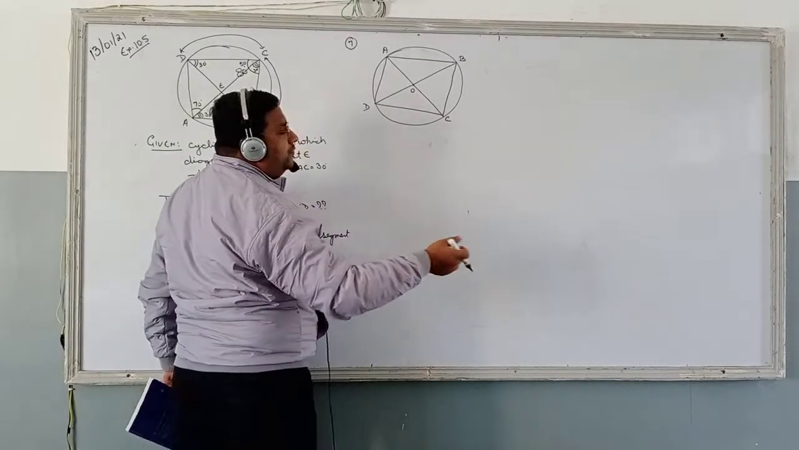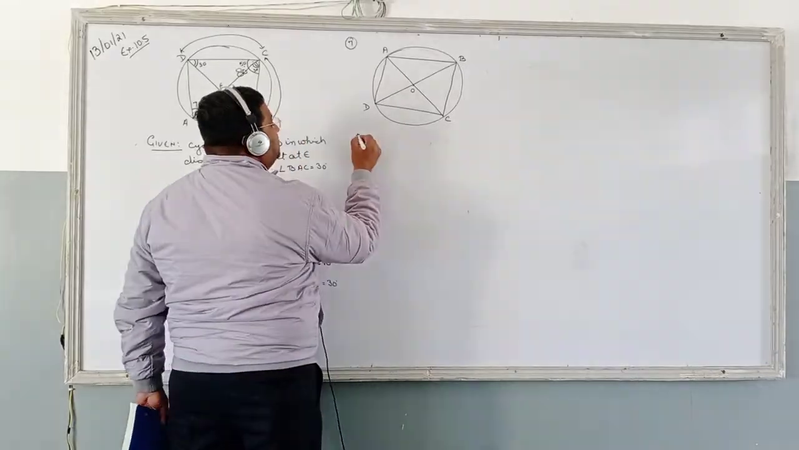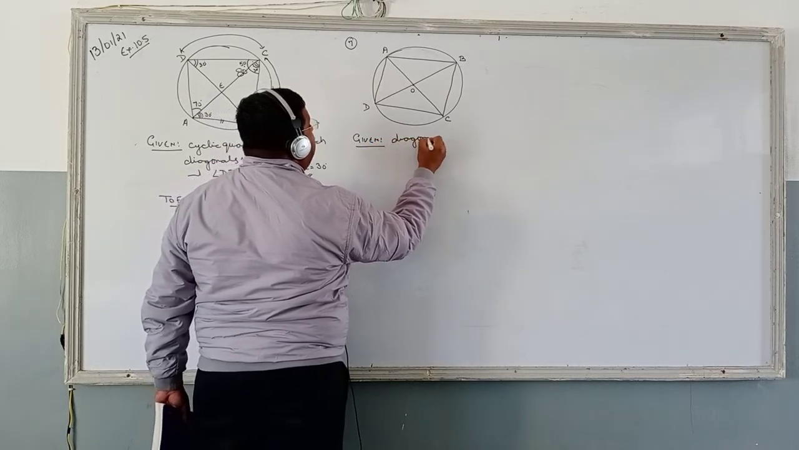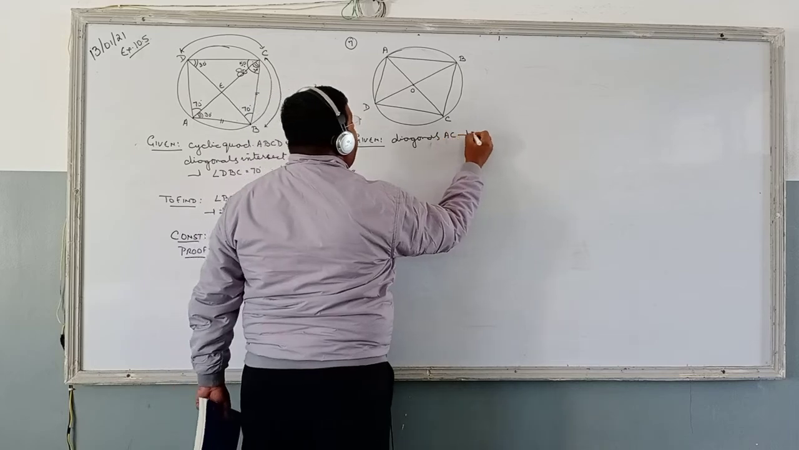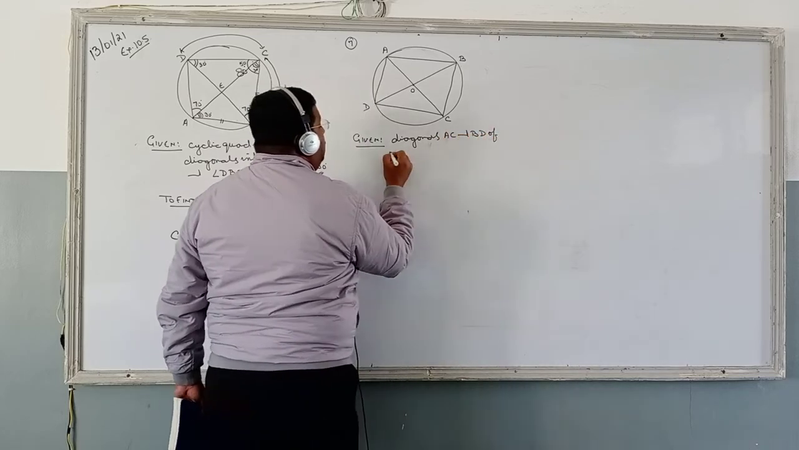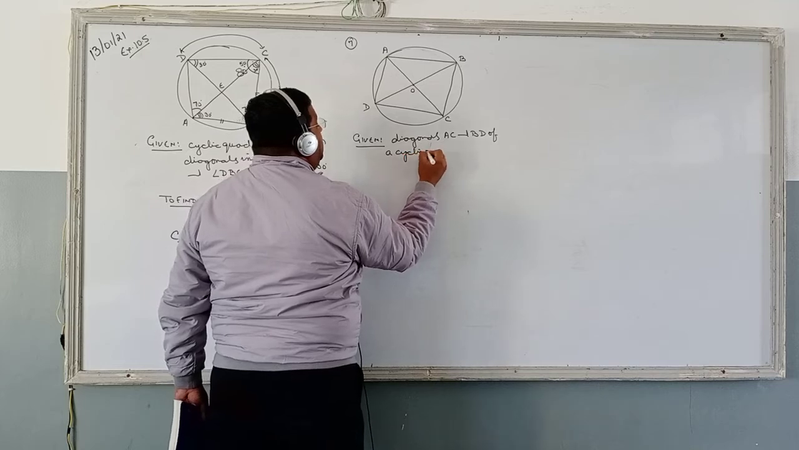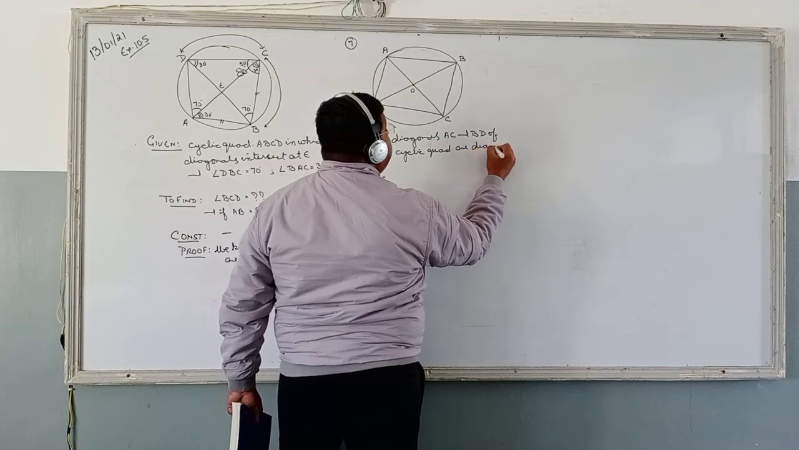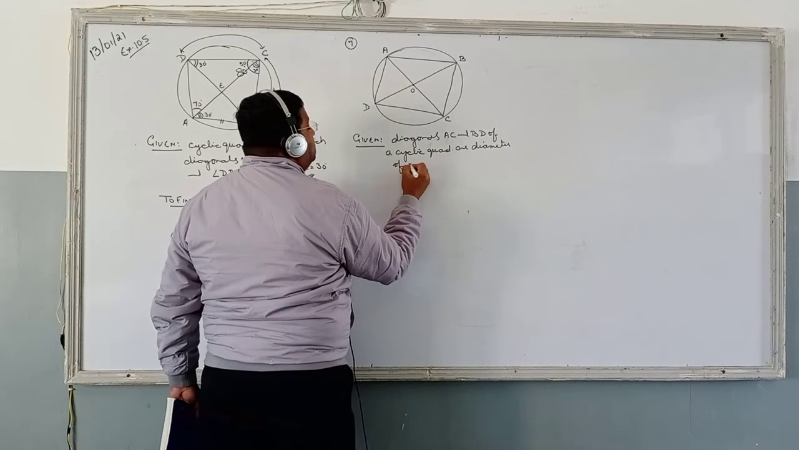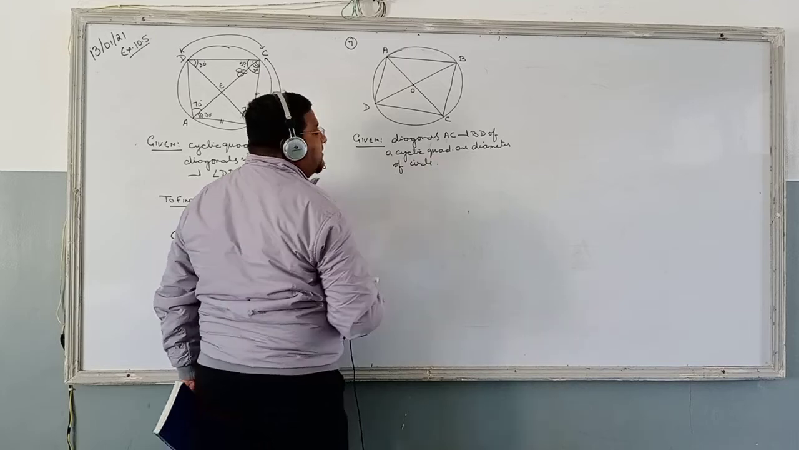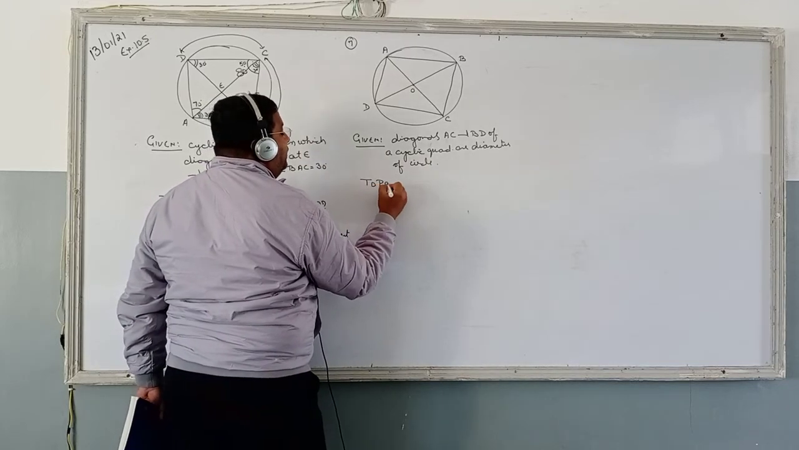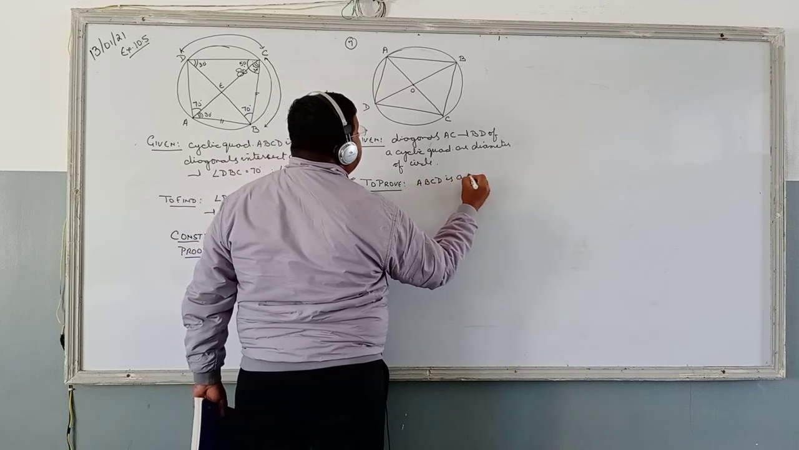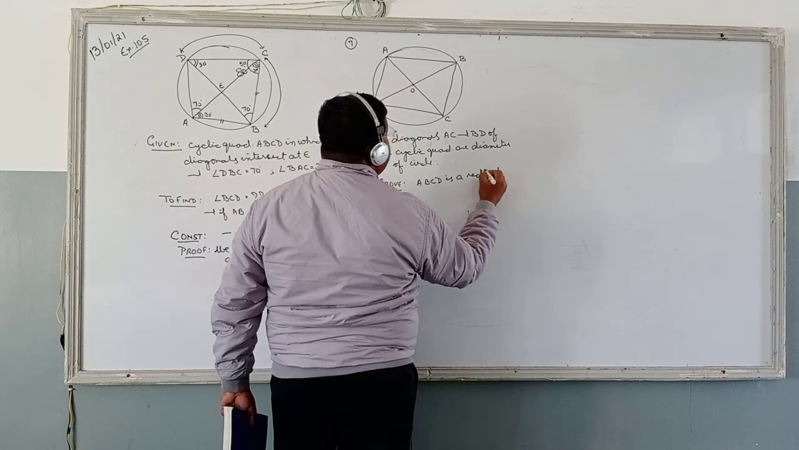So what we need to prove? What is given to us? We are given diagonals AC and BD of a cyclic quadrilateral are diameters of the circle. What we need to prove? We need to prove that ABCD is a rectangle. This is what we need to prove.